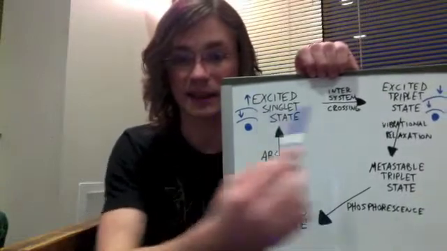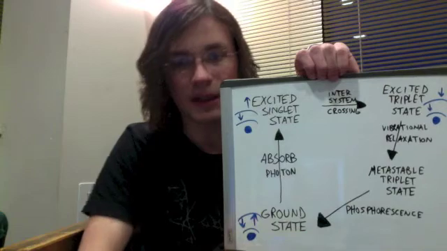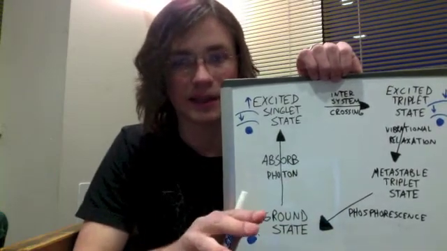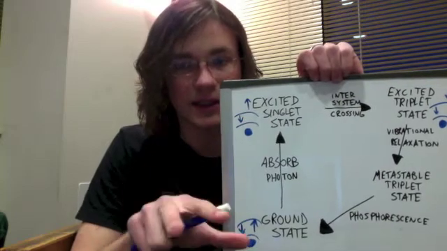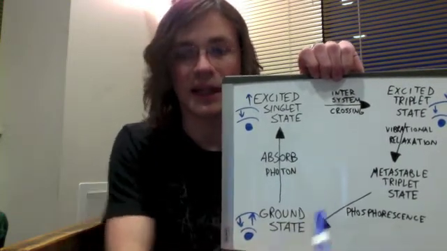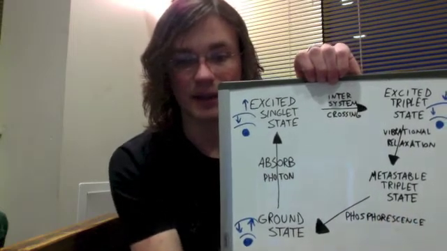The problem with that is now they have a non-zero value for the spin overall, and that's not good. So it's difficult to exit the excited triplet state. The next step is to go through something called vibrational relaxation, where it releases some of its pent-up energy throughout the molecule or to the surrounding molecules so that it can get to a slightly lower energy level. And then from there, it gets to release the light as phosphorescence to go back down to the ground state.